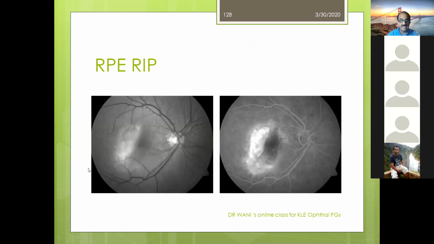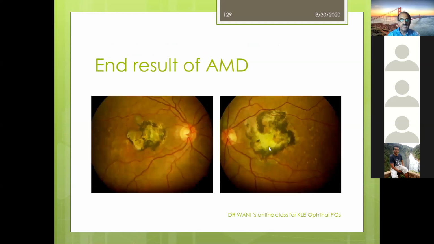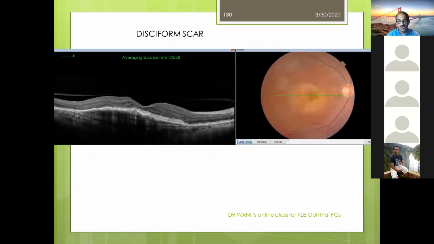Now this is the RPE rip. This patient had actually a very tense RPE detachment, and she received anti-VEGF treatment, and the RPE suddenly breaks off and crumbles. It is crumpled here, and this is bare RPE actually. And if you do fluorescein angiogram, you get hyperfluorescence here. And this is the end result of AMD if you don't treat.